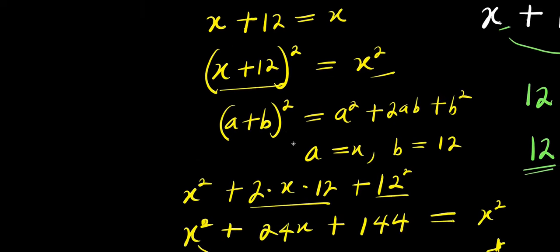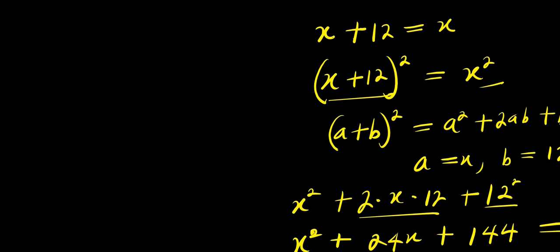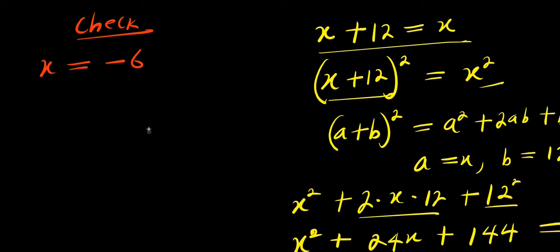And what are we going to do? We need to insert that particular solution back into this equation. Let's check if it's going to satisfy the equation. We have check, and our x is negative 6. So we have x plus 12 equals x, meaning that if we insert negative 6 for x, are we going to have the same thing?